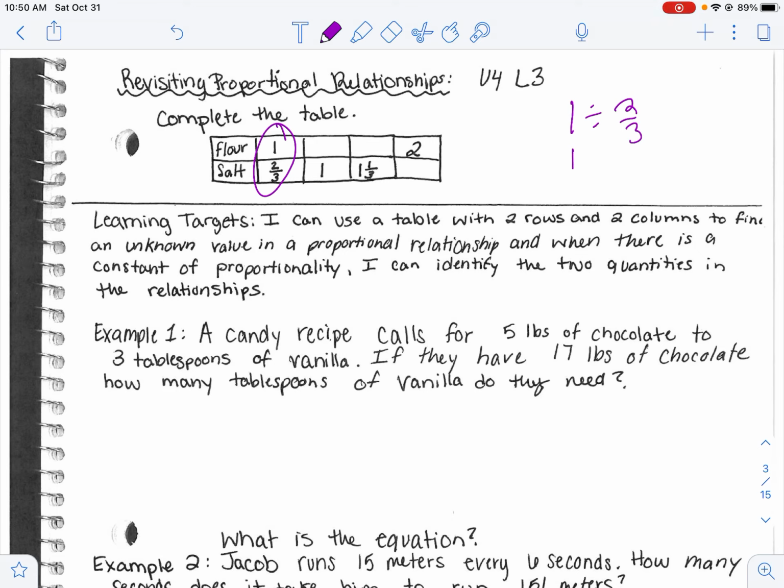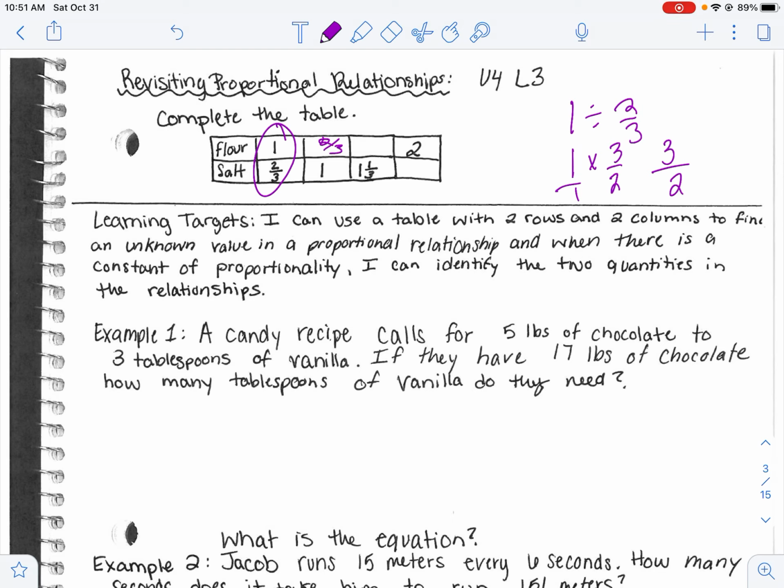Okay, we learned about flipping the fraction and multiplying. So, 1 times 3/2 is 3/2, the fraction that we multiply by. So if we have the salt, we're going to divide by 3/2. So 3/2 is our constant. So 1 divided by 3/2 is 2/3.